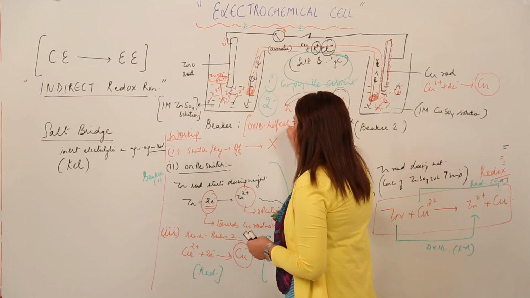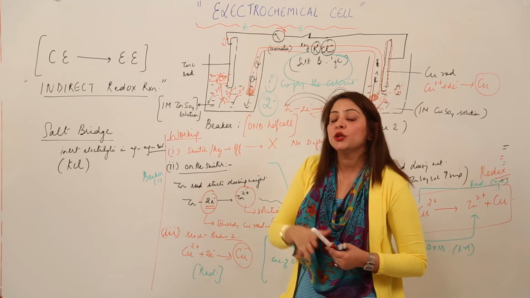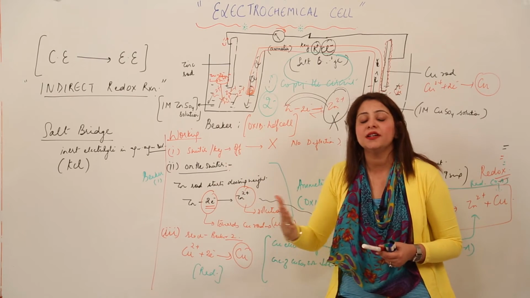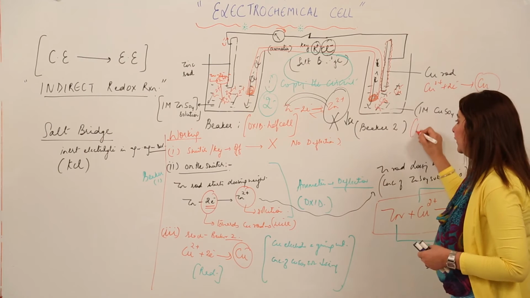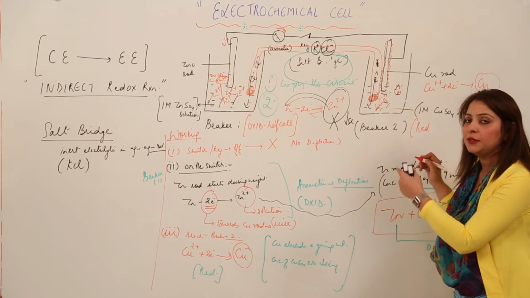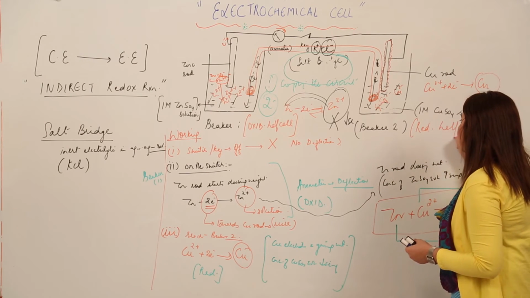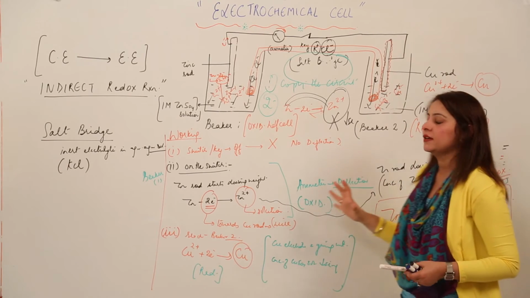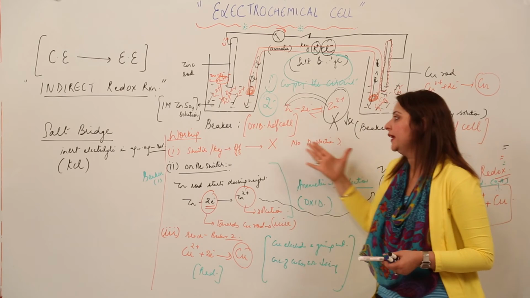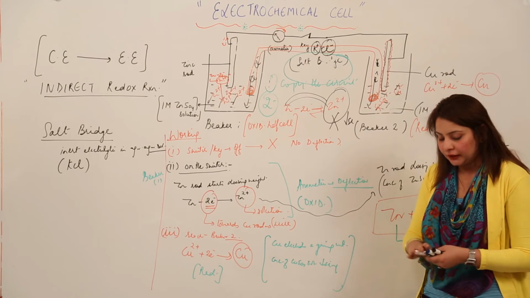As you can see, the cell is divided into two halves, right? So the cell in which the oxidation occurs is called the oxidation half cell, and in which the reduction occurs, as you saw that it occurs in beaker 2, so it is called the reduction half cell. So actually a complete cell is a combination of the oxidation half cell and the reduction half cell.